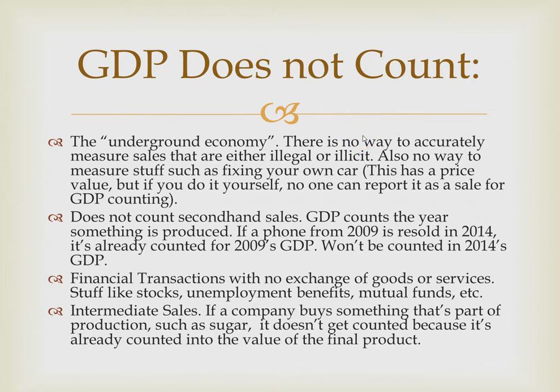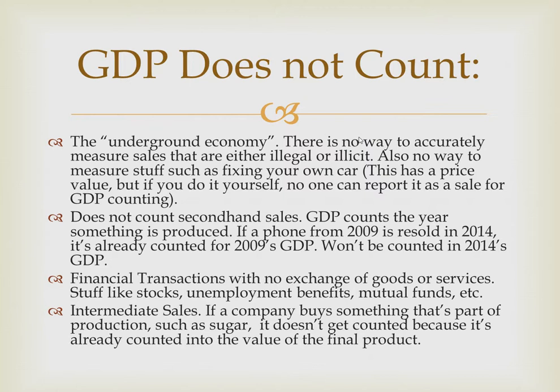GDP also doesn't count secondhand sales either. This is because the original year it was sold, it was counted into GDP. So if I buy a house now, but it was built and sold in 2009, it would be counted in 2009's GDP, not 2014's. And GDP also doesn't count financial transactions either, such as stocks and bonds, unemployment benefits, etc.